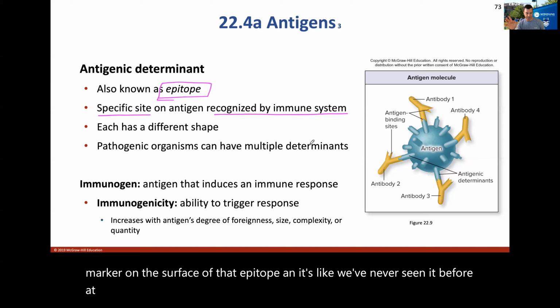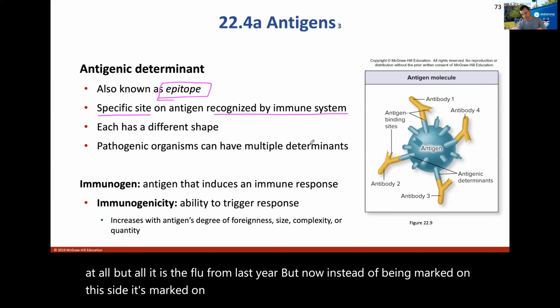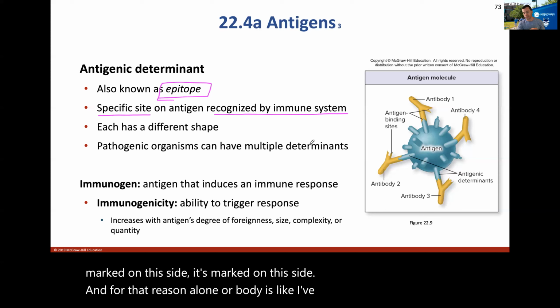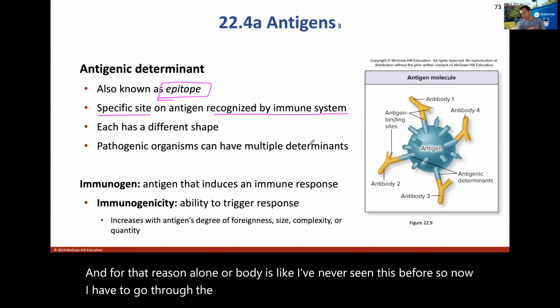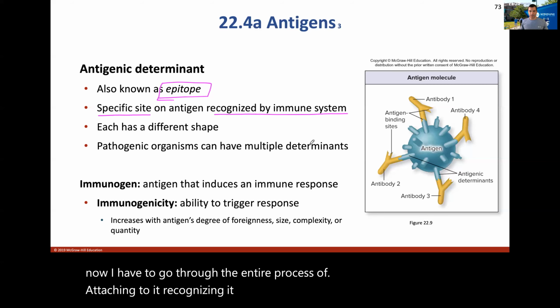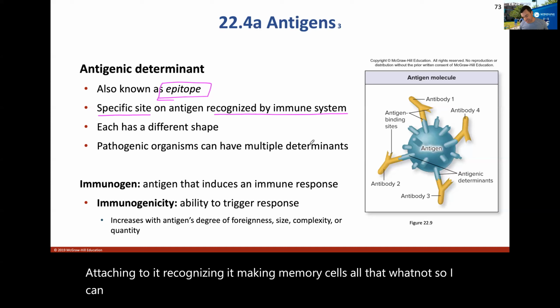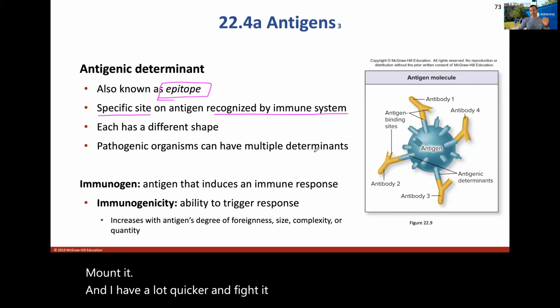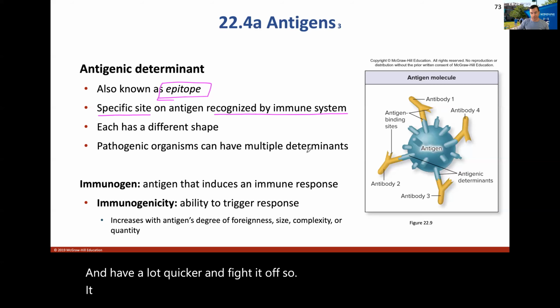But all it is is the flu from last year, but now instead of being marked on this side, it's marked on this side. And for that reason alone, our body is like, I've never seen this before, so now I have to go through the entire process of attaching to it, recognizing it, making memory cells, all that whatnot, so I can remember if that specific type of influenza comes back again, I can mount a response a hell of a lot quicker and fight it off. So it is very specific, this epitope mounting a specific immune response.